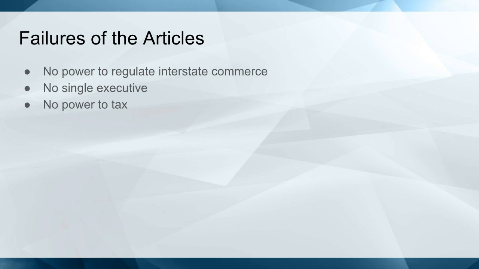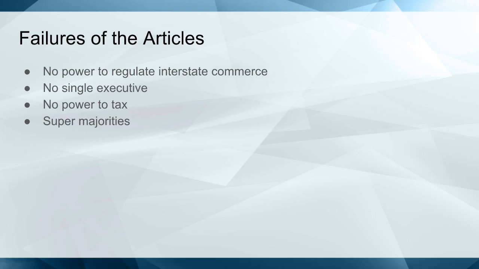There was no power to tax, so the government under the Articles of Confederation did not have the power to force individuals or states to generate revenue. While the Articles of Confederation government could borrow money, it lacked the ability to tax to produce revenue that could be used to pay off those debts.